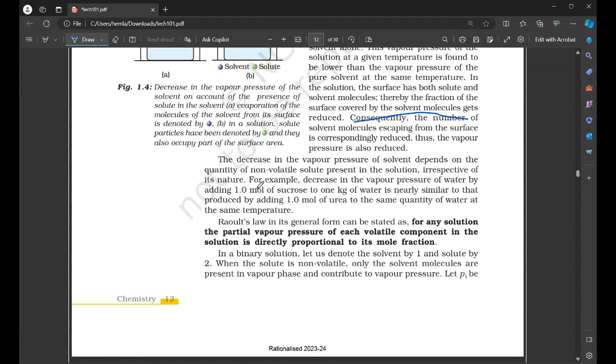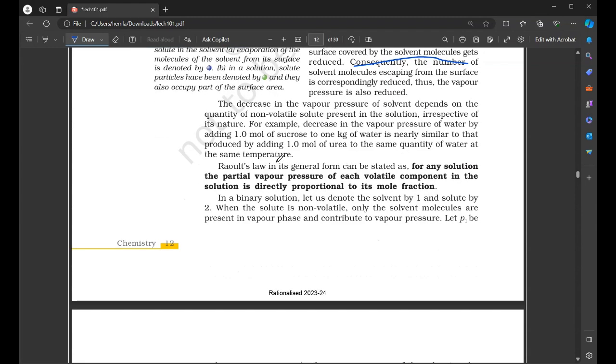For example, the decrease in vapor pressure of water by adding 1 mole of sucrose in 1 kg of water is nearly similar to that produced by adding 1 mole of urea in the same quantity of water at the same temperature. Great example.